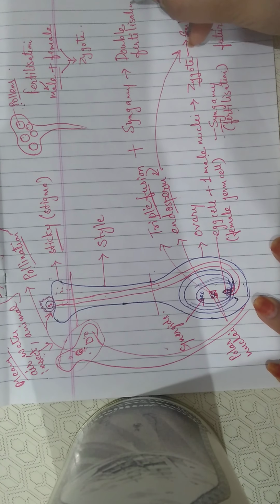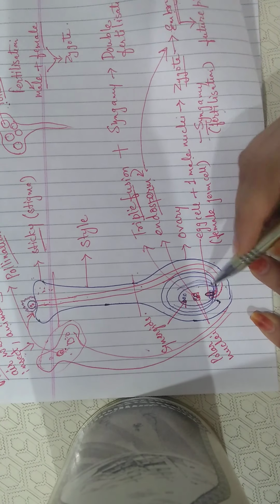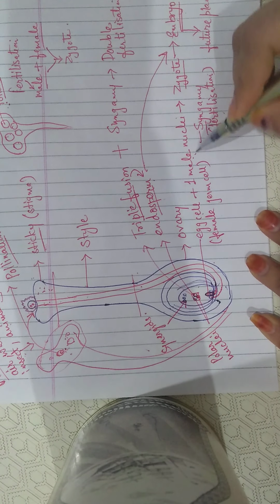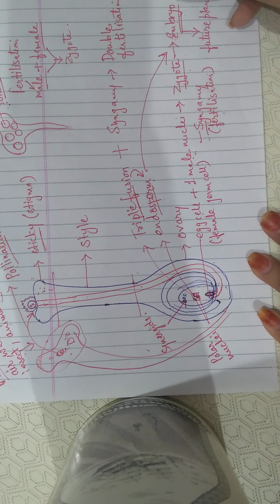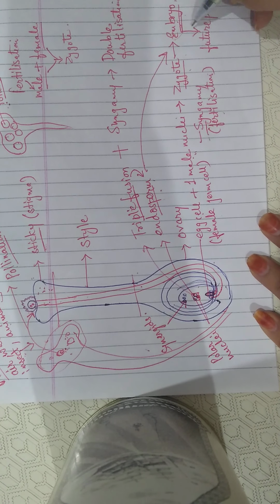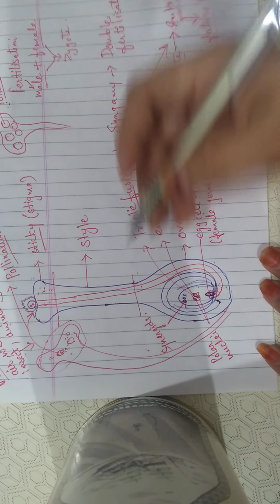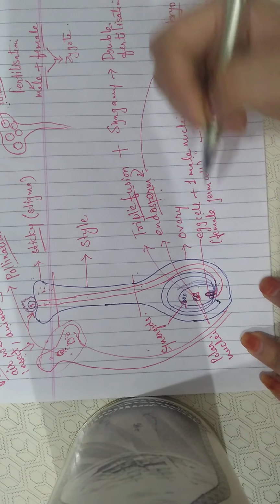Now, this egg cell and male nuclei after fusion form the zygote. The zygote further divides to form a group of cells known as the embryo. This embryo takes the nourishment from the endosperm and gives rise to the future plant. Now see, children, what happens to the other parts of the flower after fertilization.